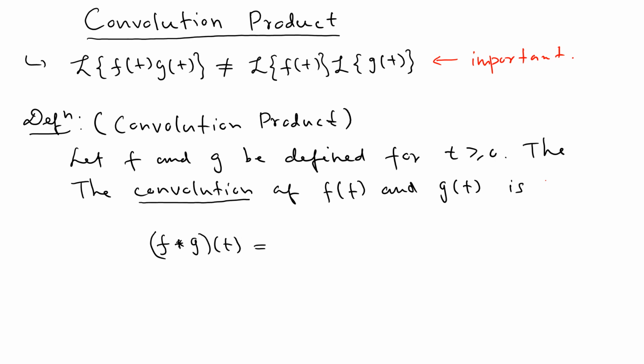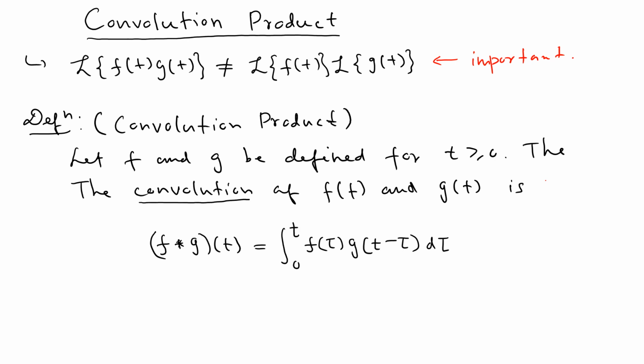So how do we define it? It is the integral from 0 to t. If we use another Greek letter, tau, we write f of tau, g of t minus tau. So we subtract. We write tau and then t minus tau. Remember the format, t minus tau, and then d tau. So that is the convolution product.